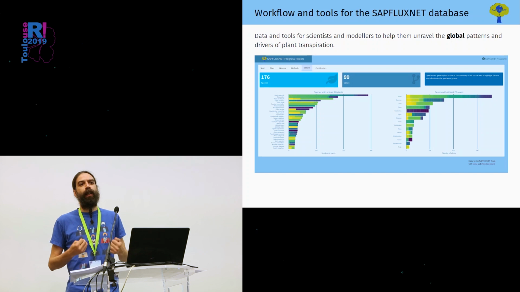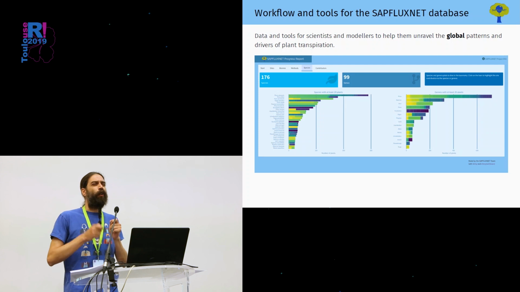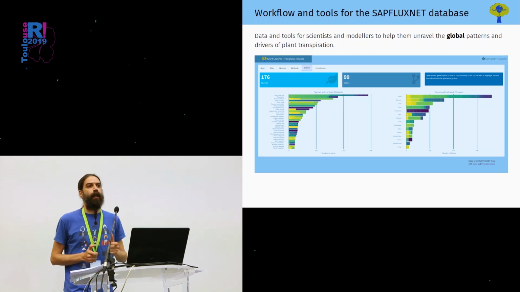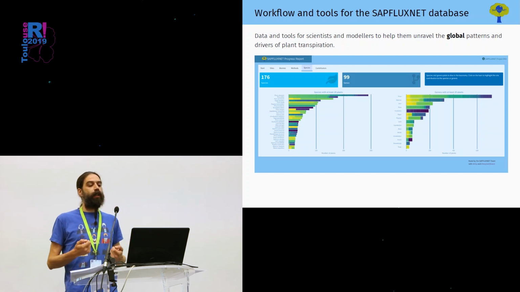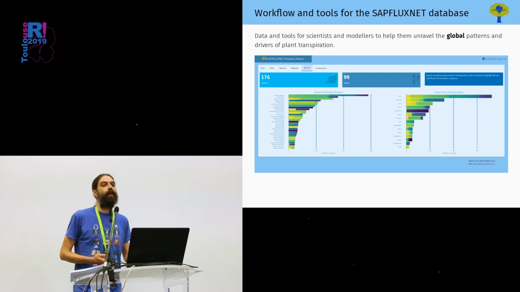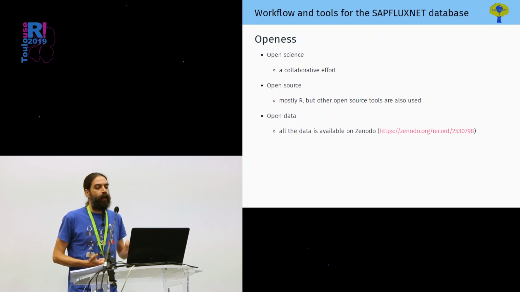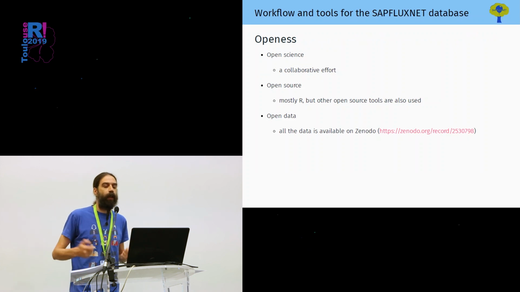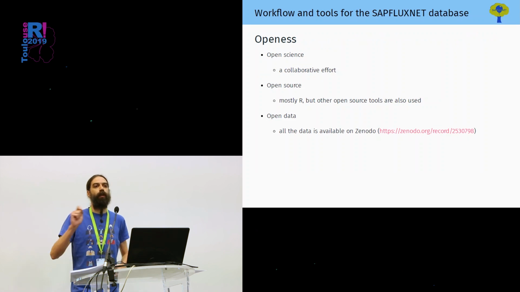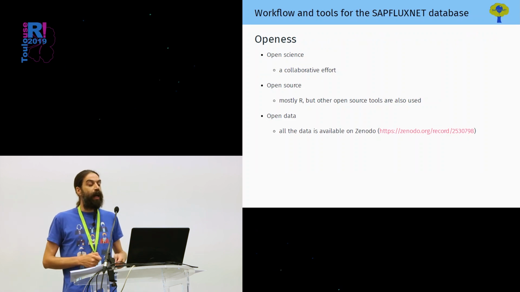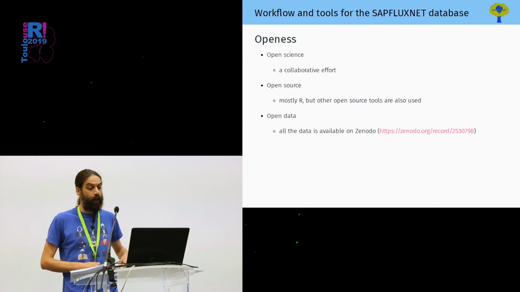We have compiled data from more than 200 sites and 34 countries, consisting of continuous measurements of individual plants. This will provide data and tools for scientists and modelers to help them unravel the global patterns and drivers of plant transpiration. SAPFLUXNET is completely open. It's an open science project, collaborating with scientists around the globe. It's completely open source, mostly R, but we use other open source tools. And it's open data, with all the data available in a Zenodo repository that you have there.